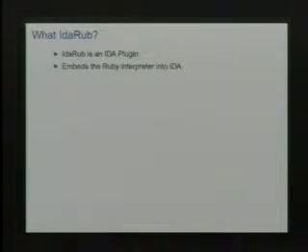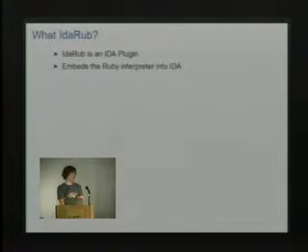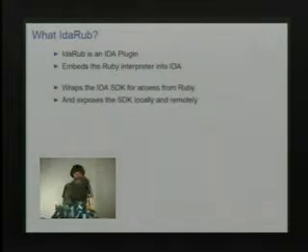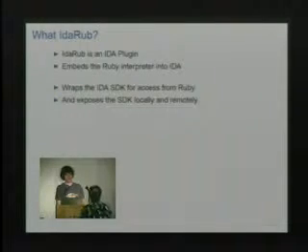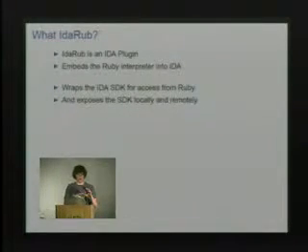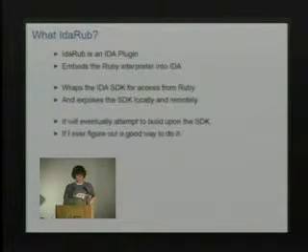So what is IDA Ruby? How many people here use IDA on a regular basis? That's pretty good. IDA Ruby is pretty simple. It's just an IDA plugin that embeds the Ruby interpreter into IDA and then allows access to the IDA SDK from Ruby. So it doesn't really add anything that's not already in IDA. It's just making it more convenient. And the one thing it does do is expose it remotely, which I'll talk about.